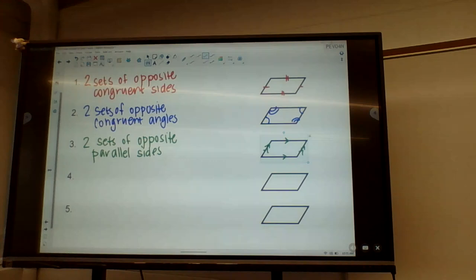You might be asking yourself, wait, doesn't a trapezoid have that? No, because a trapezoid has parallel sides, but those sides are never equal when they're parallel in a trapezoid. So the difference between a parallelogram and a trapezoid is that rule. That's how we distinguish between those two. So if those sides are equal and they're parallel, they automatically have to be a parallelogram.